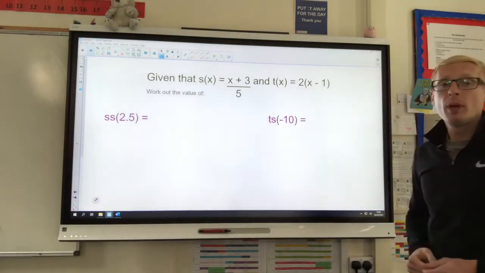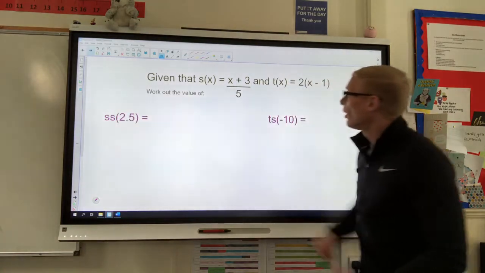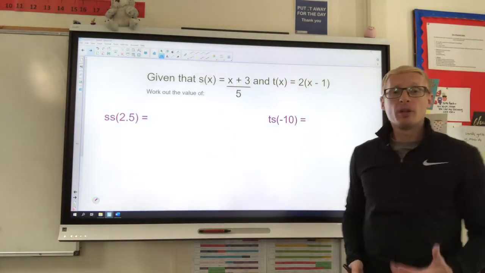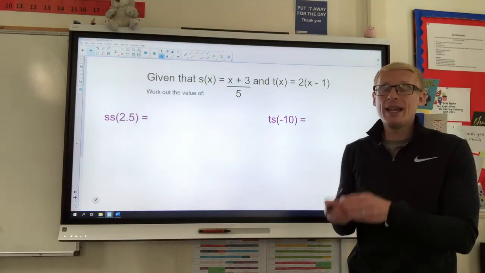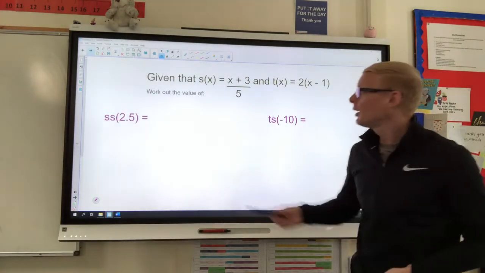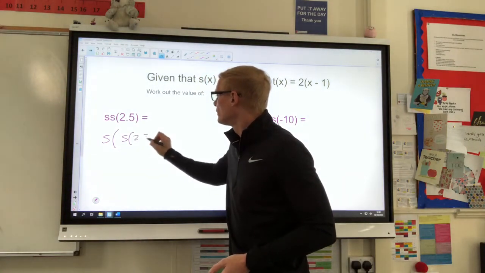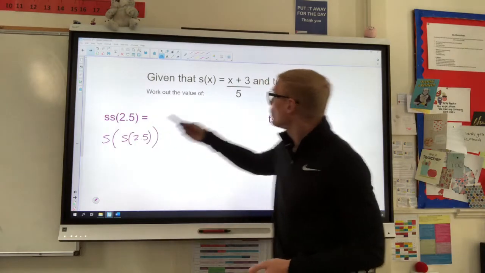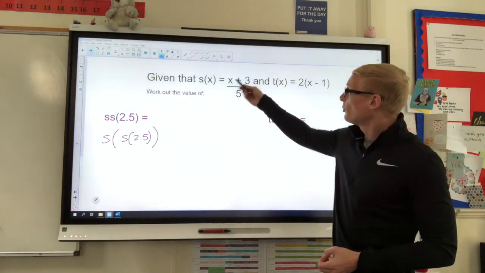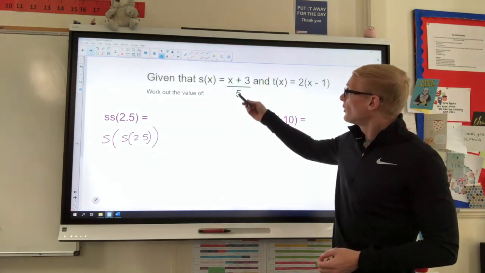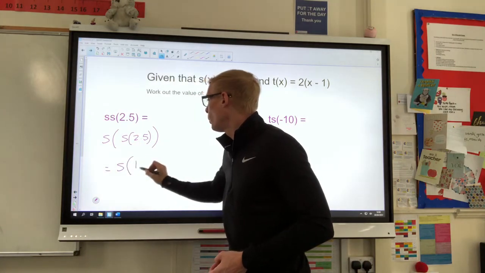Now, another example, we're looking at s of 2.5 this time. So we looked in the previous lesson at the idea of using the same letter twice. So all we're doing is substituting it into the same function twice. So this is going to be s of 2.5. Well, when I put 2.5 in here, I get 2.5 plus 3 is 5.5. 5.5 divided by 5 is 1.1. So I can write that as s of 1.1.